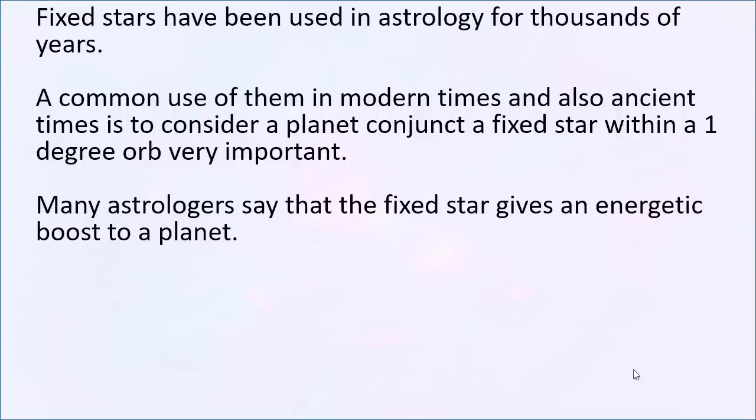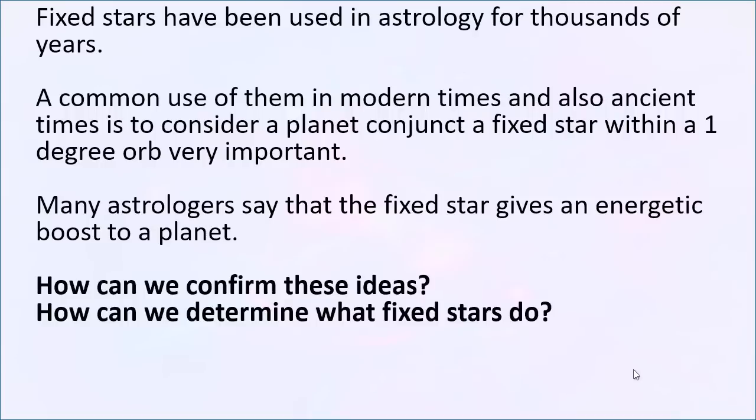Let's get into fixed stars. So as you know, fixed stars have been used in astrology for thousands of years, and a common use of them in modern times, and also common in ancient times, is to consider a planet that's conjunct a fixed star within a 1-degree orb as being very important. I think this is the most common thing done: looking at a star conjunct a planet within a 1-degree orb, and the idea is that the star gives this energetic boost to the planet, gives it an extra power. And let's look at this idea.